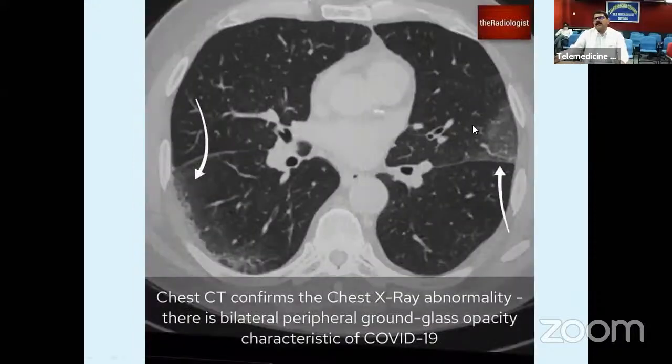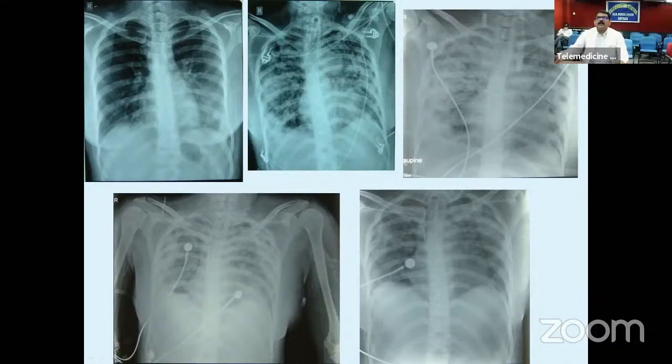Here also you can see the lesion which is peripherally placed, and both the consolidation as well as the intravascular coagulation, the coagulopathy, contribute to such a radiological shadow. And there's a series of x-rays. You can see the picture of the patients in the different ICUs.